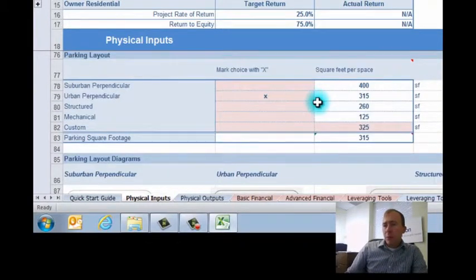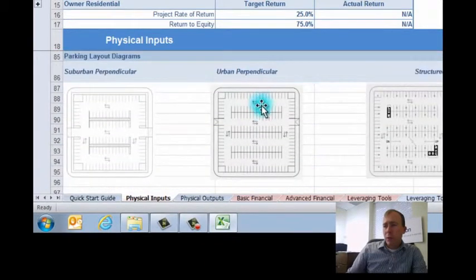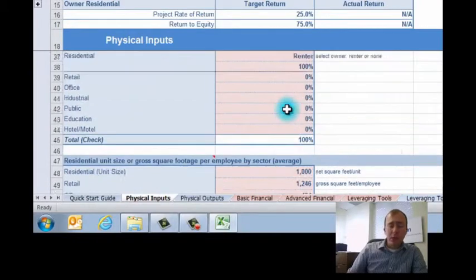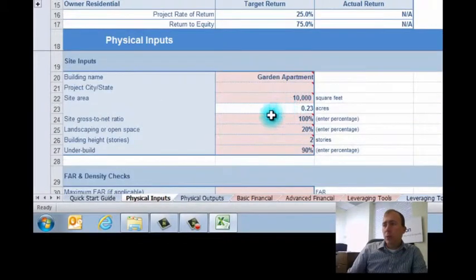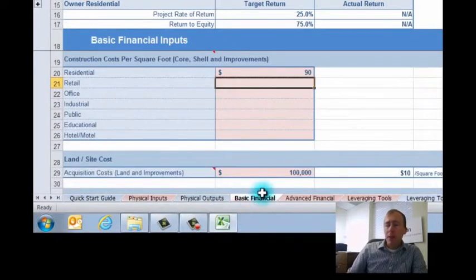We also have the option to look at our parking layout. I've chosen urban perpendicular for this one, and you can see there are some graphics that represent the parking layout styles down below. So those are the key assumptions that you would need to add for the physical inputs. Now I'm going to look at one more tab called the Basic Financial tab.